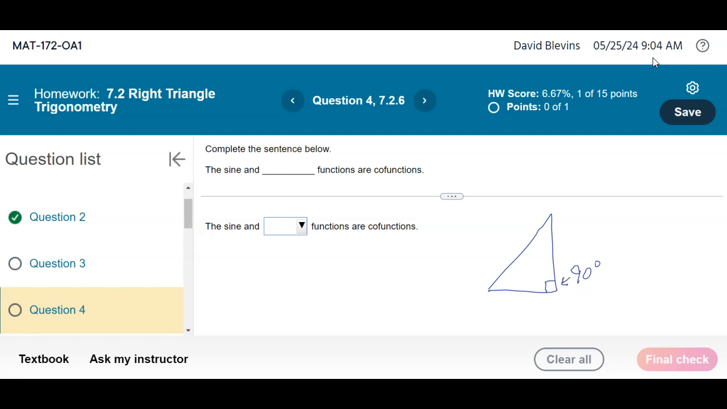And then there are these two other angles in the triangle. There's this one, we'll call it angle A. There's this one, we'll call it angle B. And what I know about angle A and angle B is their measures add up to 90 degrees. So it could be like 40 and 50, 30 and 60, 72 and 18, whatever. They just sum to 90. They're called complementary angles.